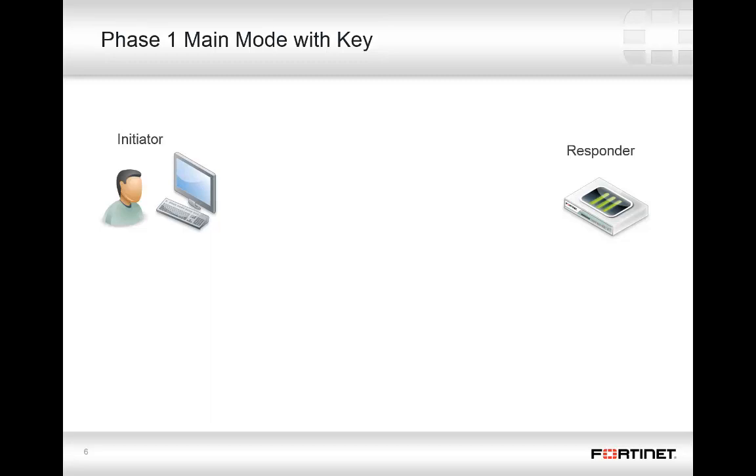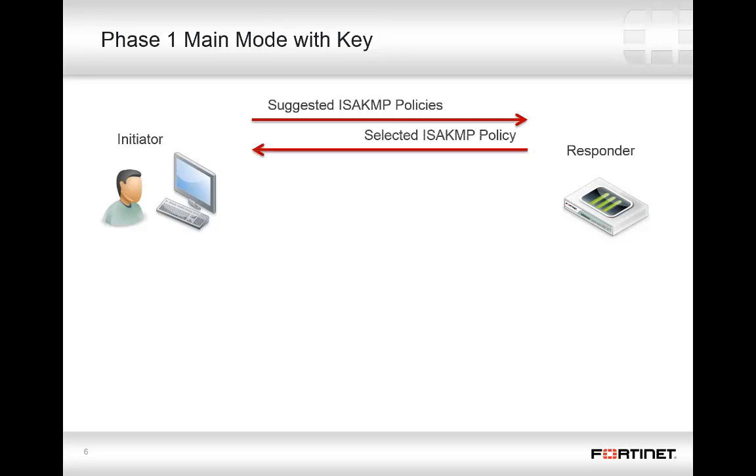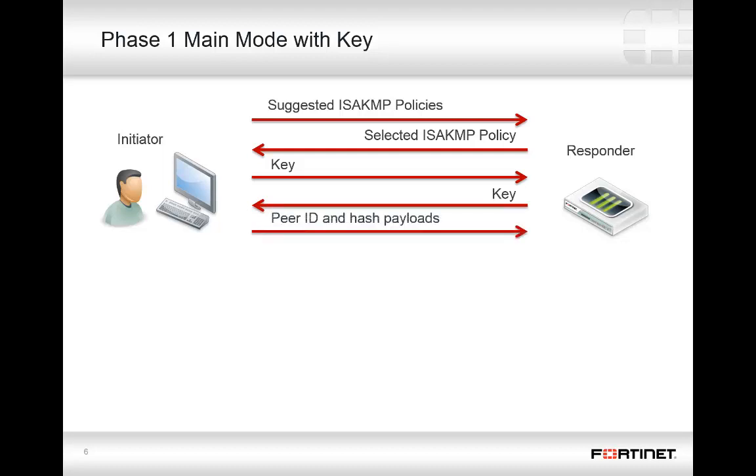This shows main mode. 6 packets are exchanged. First, the client initiates by proposing that the tunnel will use one or more security policies. The responder selects which security policy it will agree to use and replies. Then, the initiator sends its key. The responder replies with its own key. Finally, the initiator sends its peer ID and hash payload, and the responder replies in the same way.